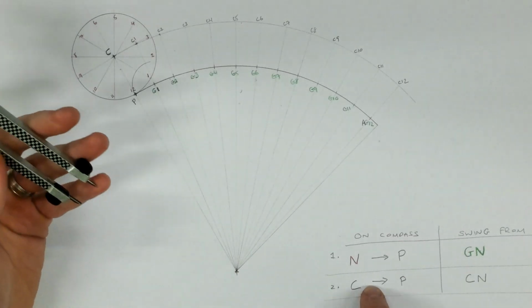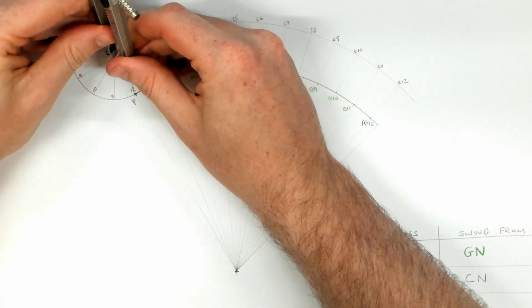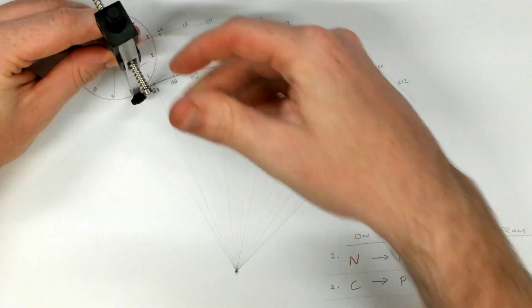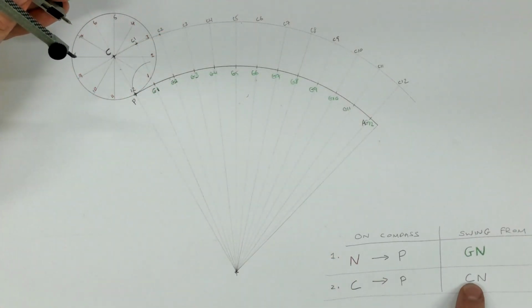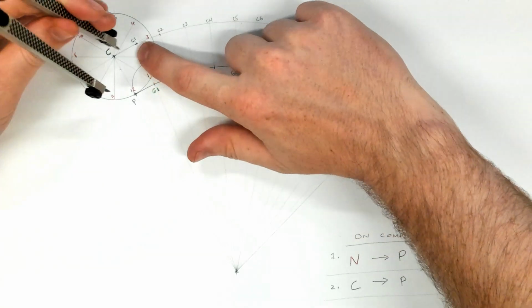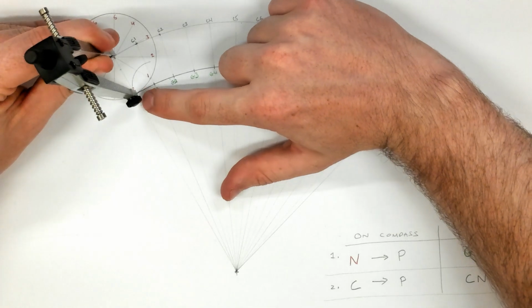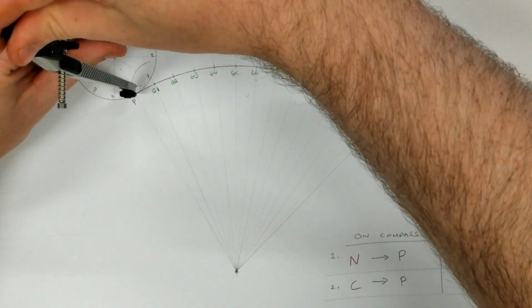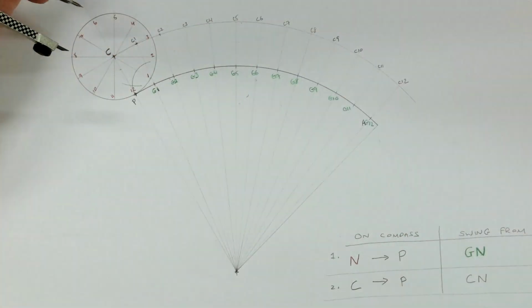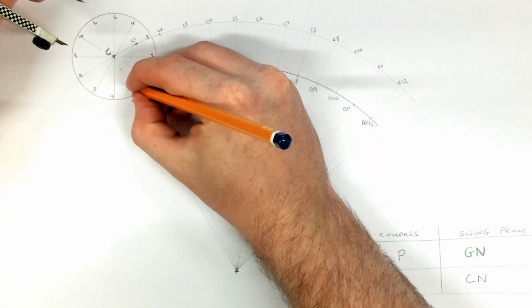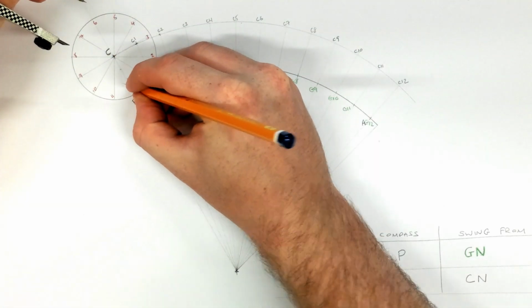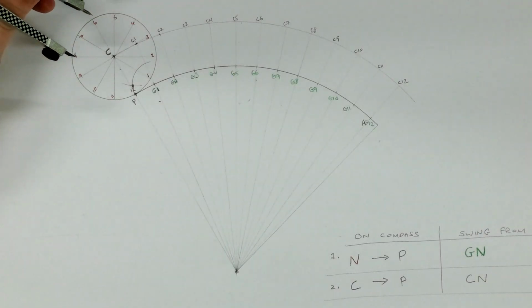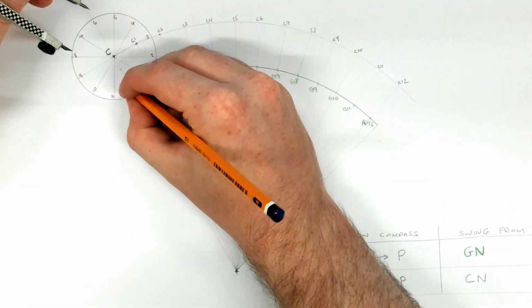Step 2 is taking from C to point P, and I'm going to swing that from the C number. So I take from C to P, put the pin of my compass on C1 and swing. And you can see there that you end up with your 2 arcs crossing at that point. That's my first point. I'll call it P1.